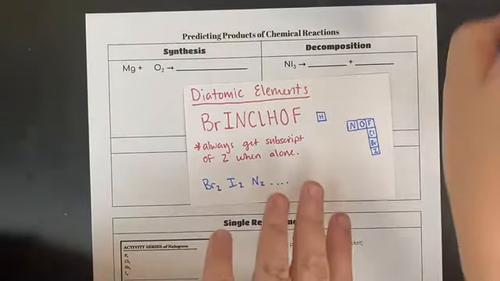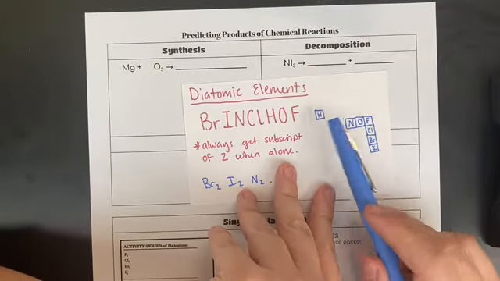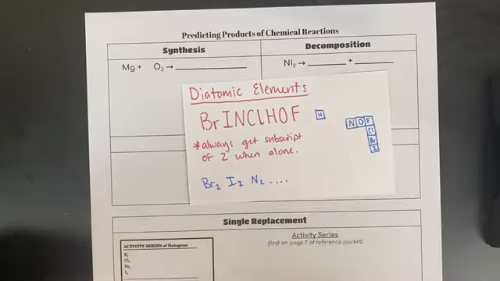Another way to remember these is they do make the shape of the number 7 on the periodic table, except for hydrogen over here, and there's 7 of them.